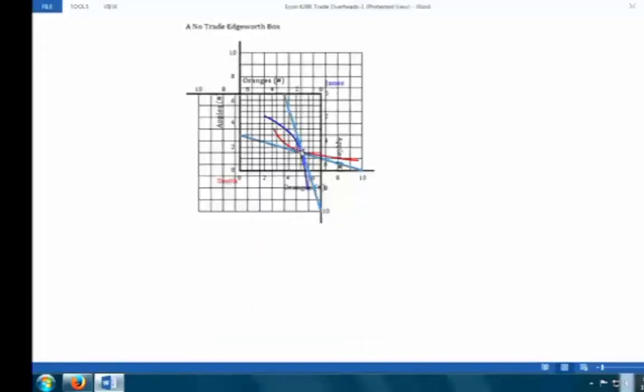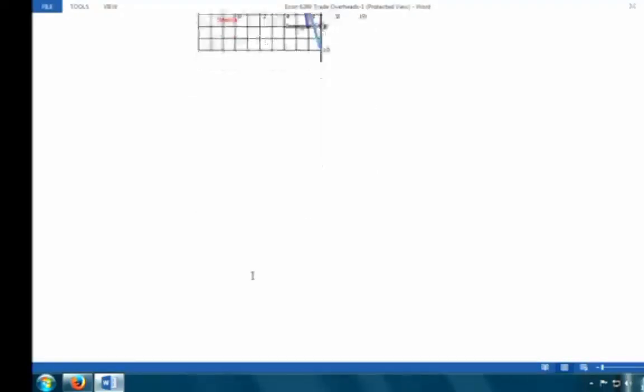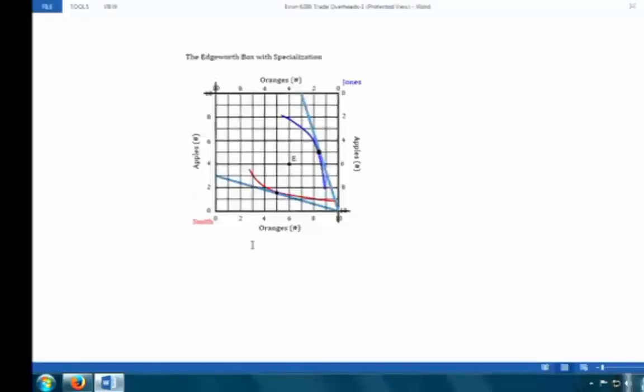And in the next day, instead of this duplicating itself, Jones slips down to this point, Smith slips down to that point, and we superimpose these two points on the graph to create the Edgeworth box for the next day, which looks like this. Now they have specialized in the production of the good in which they happen to have a comparative advantage. And they've been motivated to produce that good, to specialize in that good, by self-interest and profit motivation.